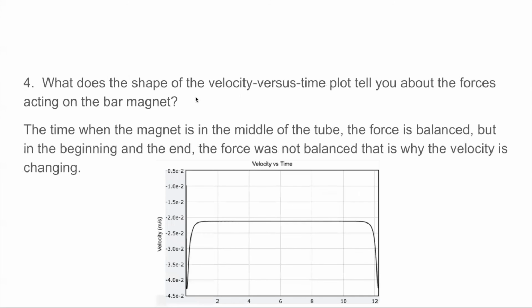Fourth, what does the shape of the velocity versus time plot tell you about the force acting on the bar? When velocity stays the same, gravitational force equals the magnetic force, according to Newton's law that when there's no net external force acting on it, the speed will remain the same. But at the beginning and at the end, the forces were not balanced, so the velocity changes drastically, as you see.